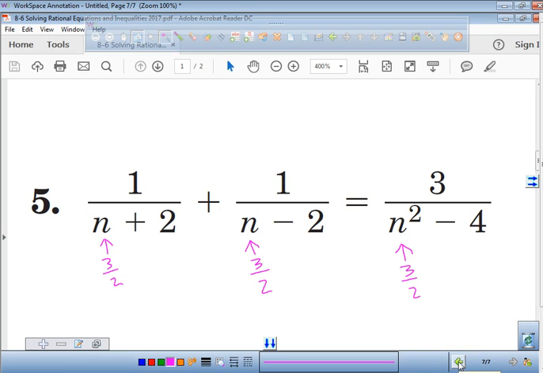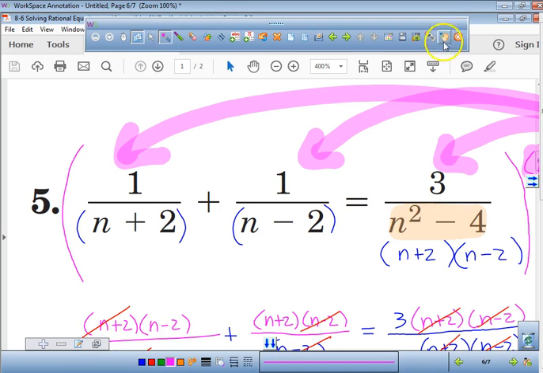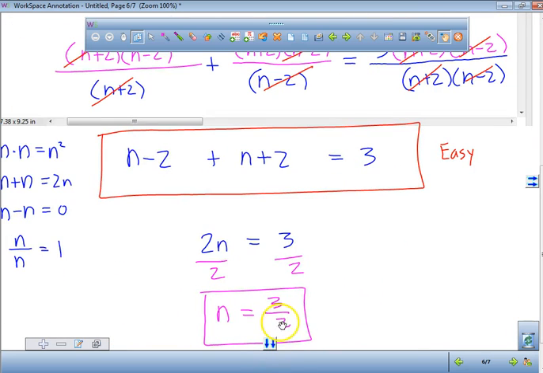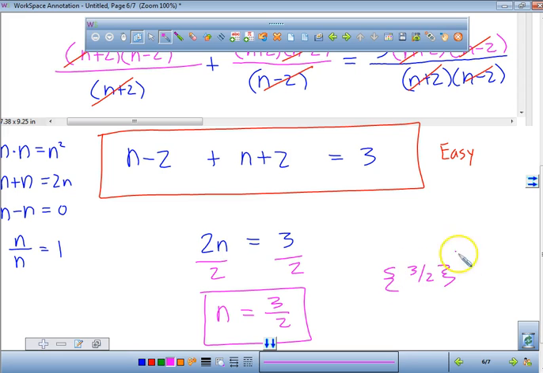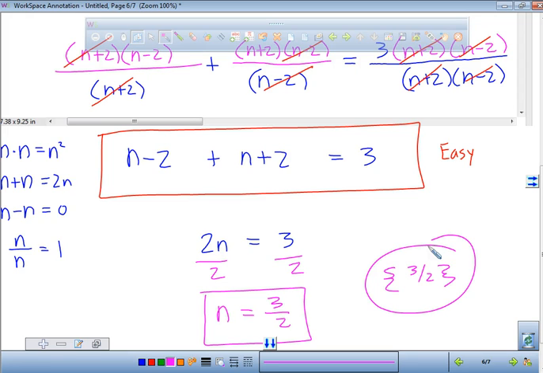So you just divided everything by 2 at the very end. This is your final answer. You only have one answer. Your final answer, your solution set, is one answer known as 3 over 2. If you put 1.5, it's the same. Fraction and decimal both work.